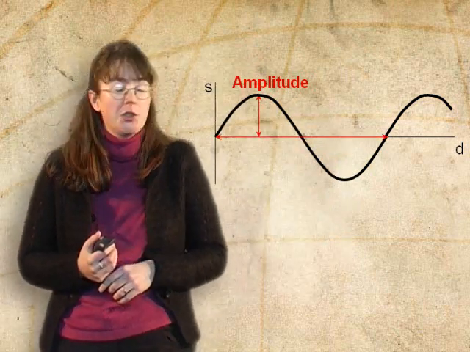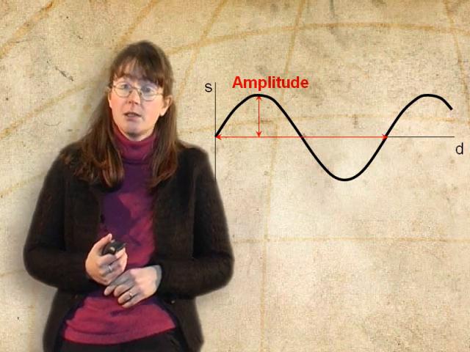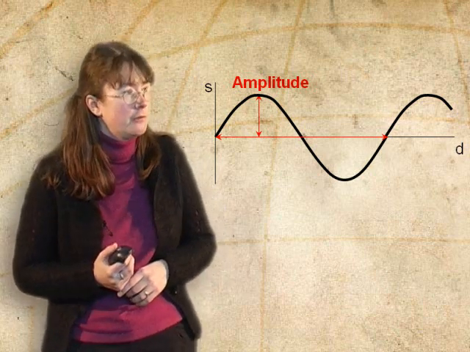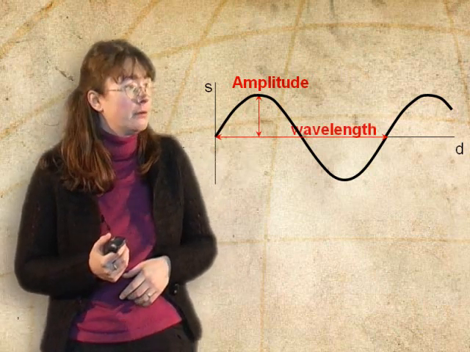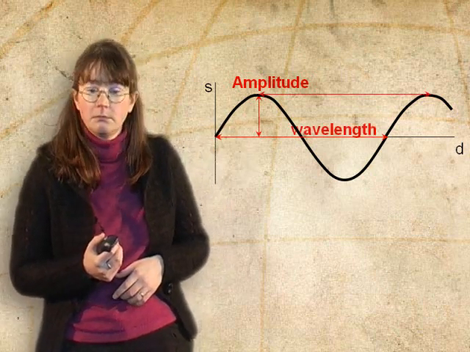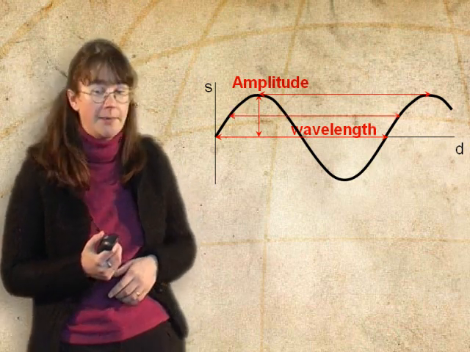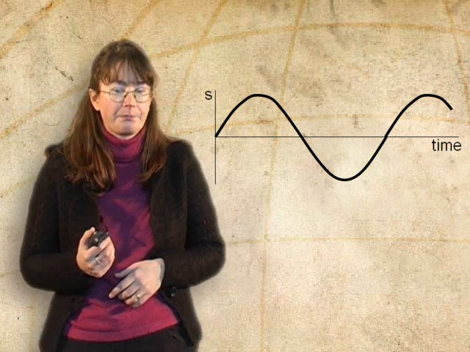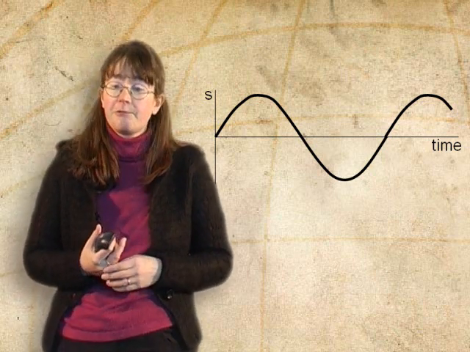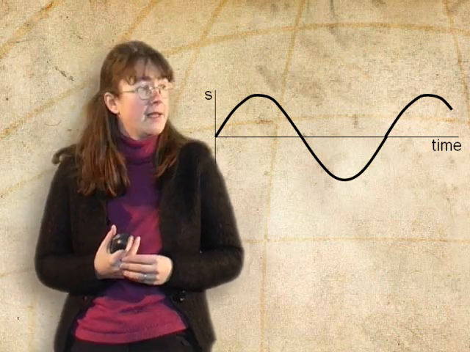The distance between two identical points on the wave is known as the wavelength. We often draw this along the axis, as I've done here, but it could be drawn here or here. The wavelength is the same in each case. Now, we can link the frequency and the wavelength to work out the wave speed.